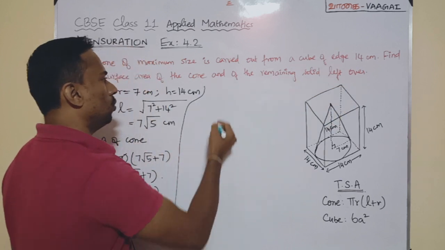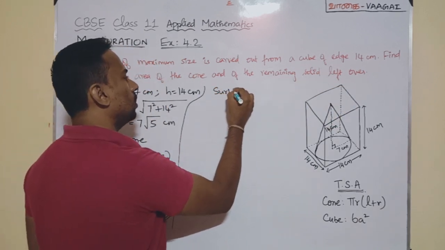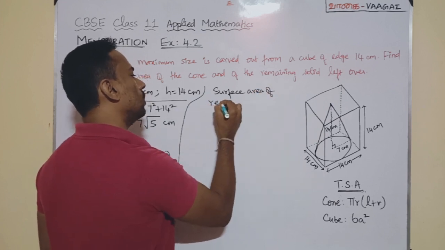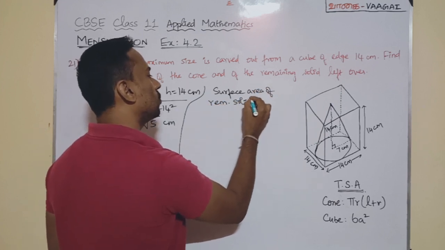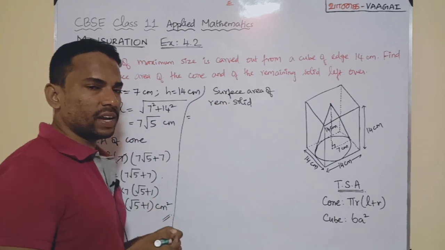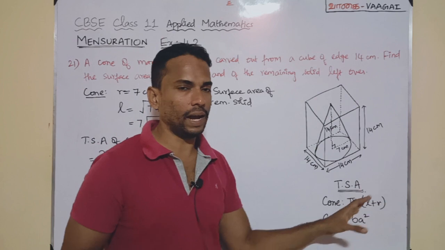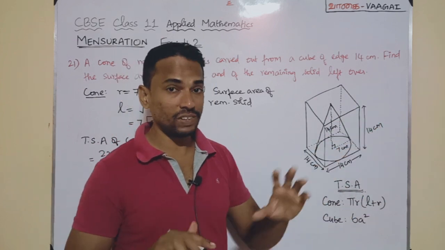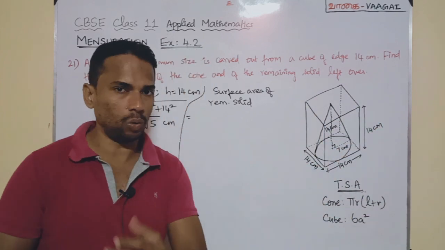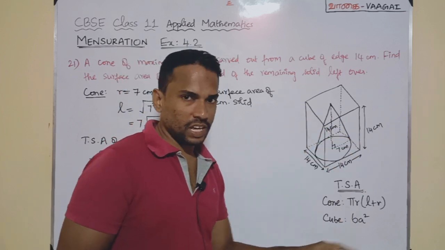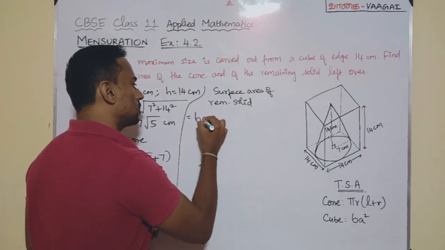So the surface area of the remaining solid also we have to find very carefully. Now how we can find it, that is what is important. We need to carefully look at and observe this given solid figure which is left over after removing the cone outside. Now basically we had a cube. Now cube surface area is 6a square. Let's note it, 6a square.